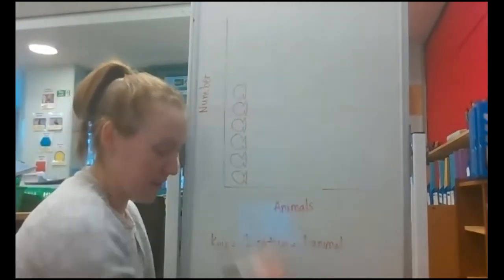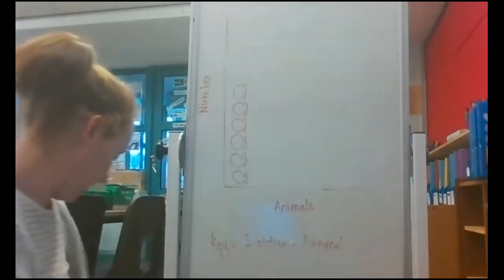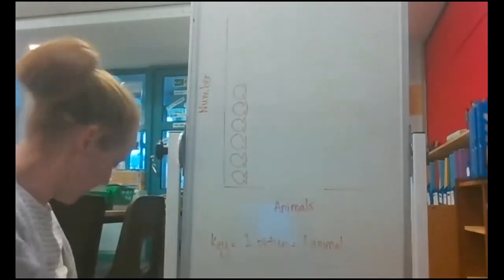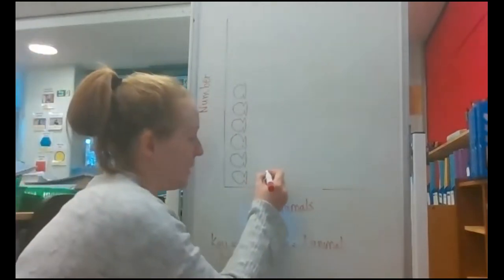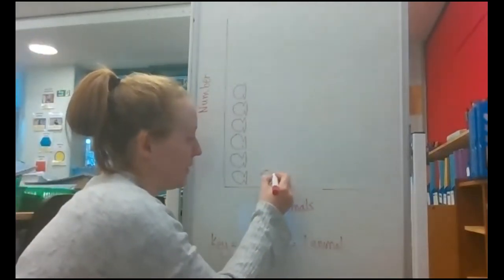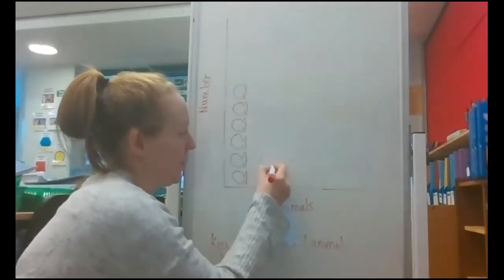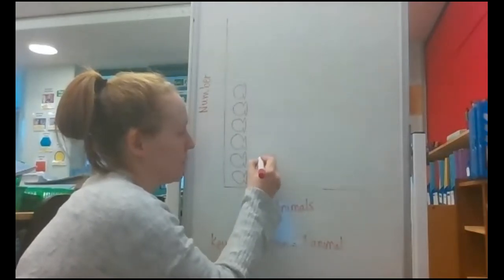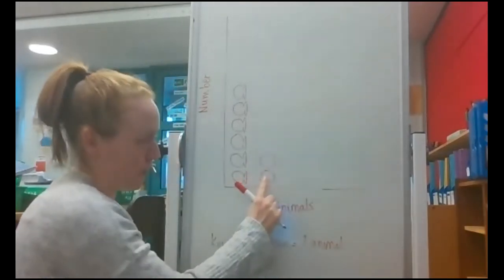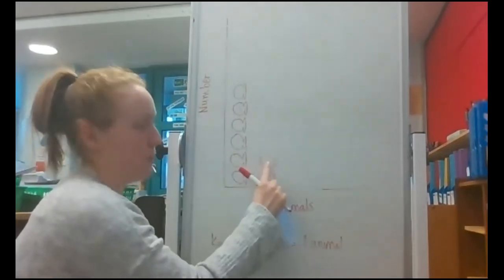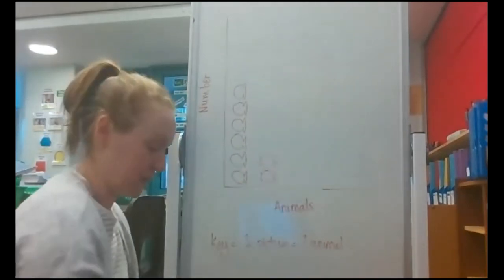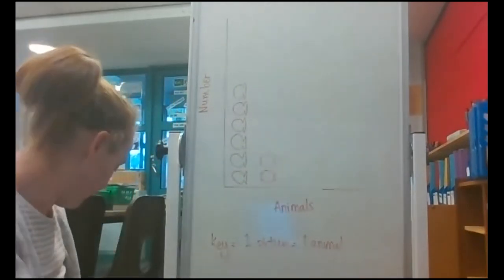Okay, moving across, I've got the turtles. So I change the colour just to make it look a bit different. So my turtles I'm going to draw like this. I know they don't look much like turtles. 1, only 2 turtles. And I'm just making sure that my number 1s are in line and my number 2s are in line. That's really important as well. I only have 2 turtles.